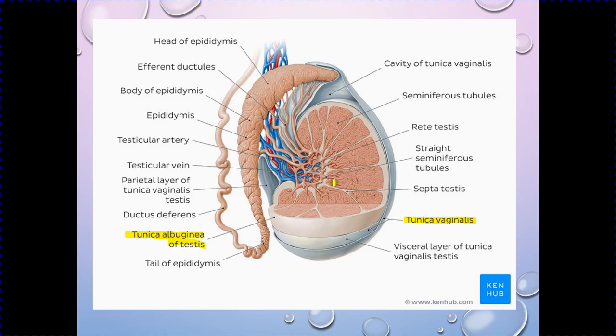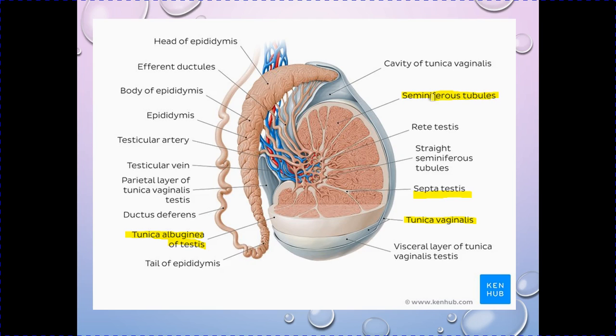From the mediastinum testis, septa arise, called septula testis, which divide the parenchyma into lobules. These are the lobules, the pyramidal shaped lobules. There are about 250 lobules. Every lobule consists of 1 to 4 highly convoluted seminiferous tubules.